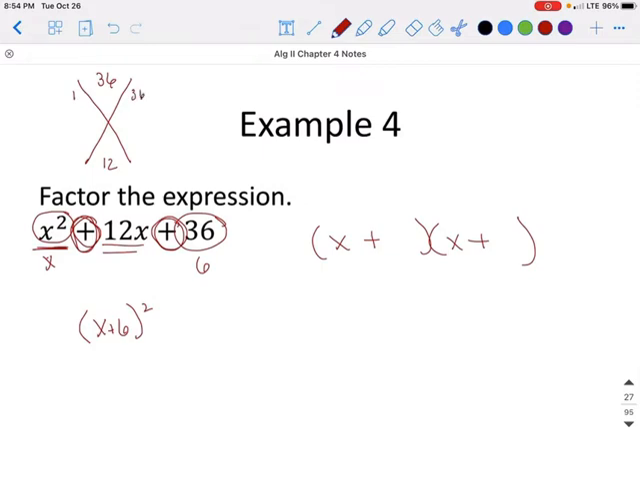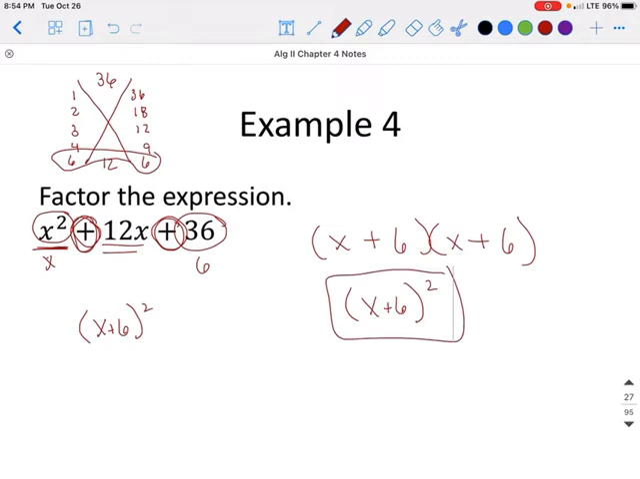So we could do 1 and 36, 2 and 18, 3 and 12, 4 and 9, or 6 and 6. And to add up to give us 12, it would be this 6 and 6. And since both of these monomials are exactly the same, we could write it as x plus 6 squared. So even if you don't remember that special rule, you can still end up with the exact same answer.